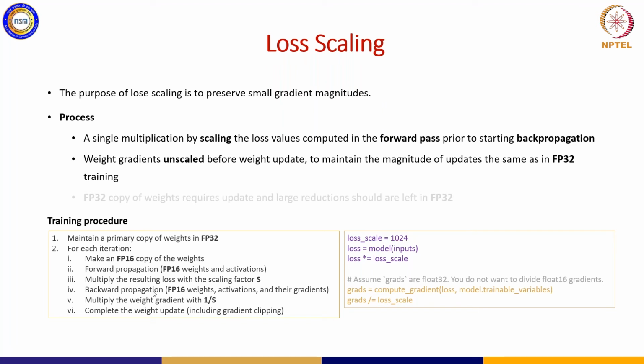Then you can now do your backpropagation. After the backpropagation is performed, you unscale back. That is, you divide the gradient you get there by the value of the scale, and then you can proceed to update the weights.